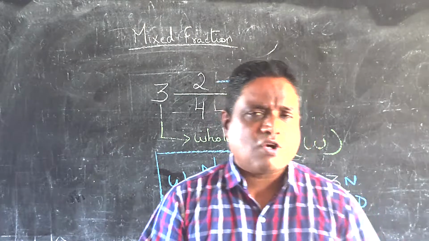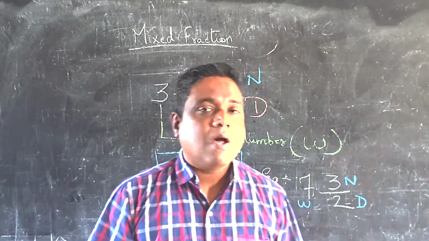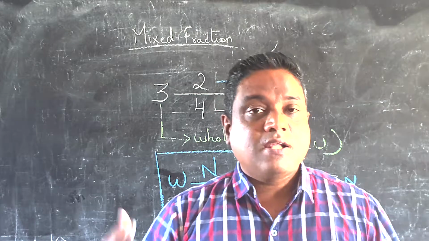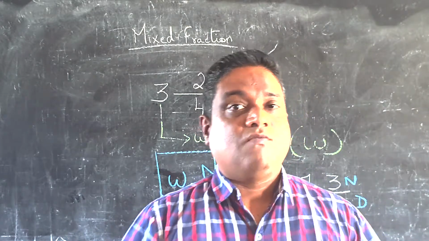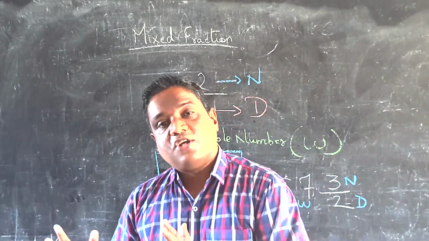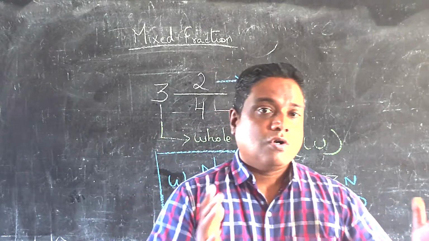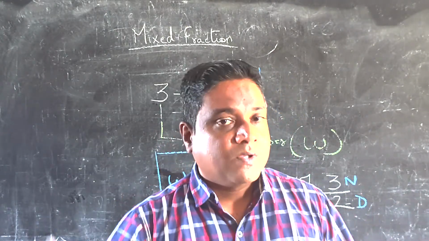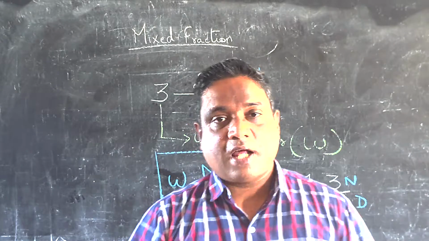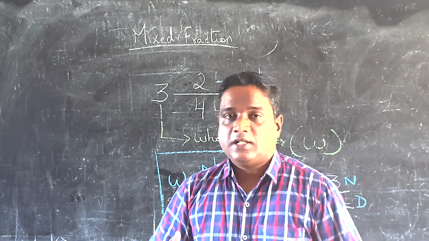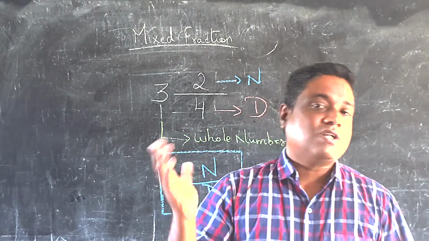And what is a mixed fraction? In a mixed fraction, we have a whole number, an additional number, with a fraction. W represents the whole number and the fraction has a numerator and a denominator. Understood, students?